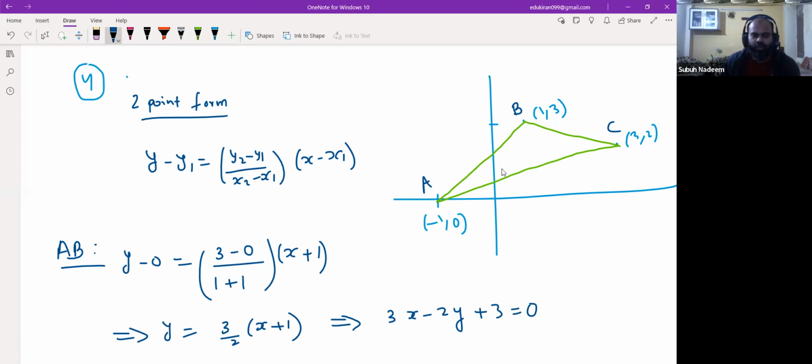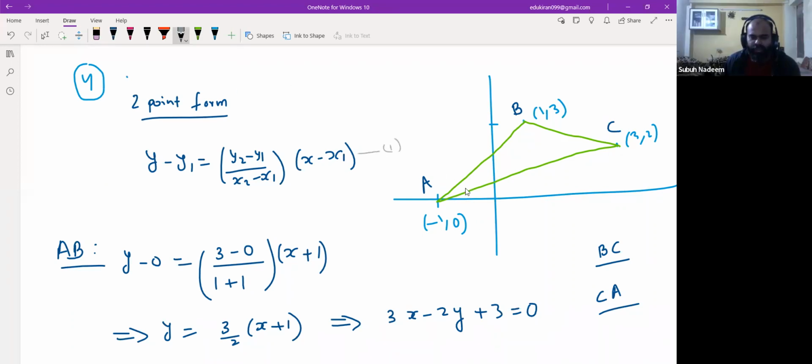Similarly, you have to find the equation of BC from the same 2-point form. These 2 points are there, 1, 3 and 3, 2. You have to find CA. Can you find these two equations? Oh, yes. Okay, so use this and find them.